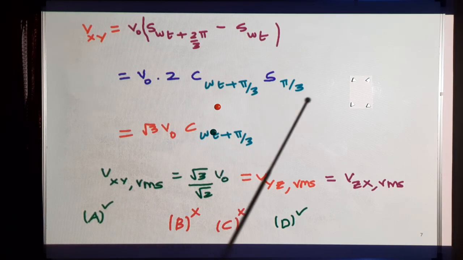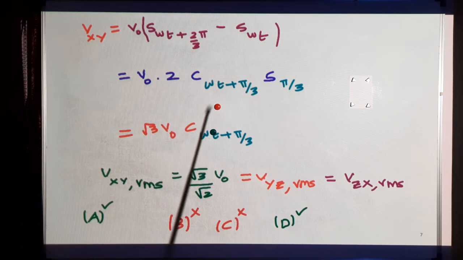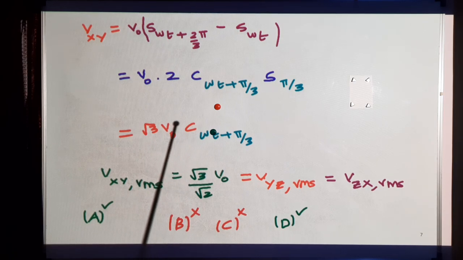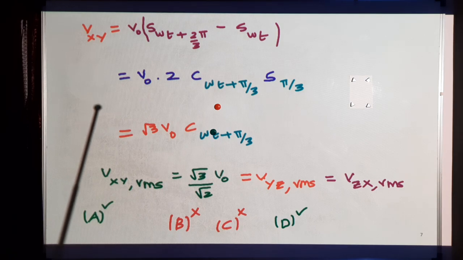So this is the sinusoidal variation, and sine 60 is root 3 by 2. So I'll get root 3 V naught, and this is the sinusoidal variation. So the RMS value of a sinusoidal variation is the amplitude, which is root 3 V naught, multiplied by a factor 1 by root 2. So this is the RMS value. So option A is true, B is false, and C is also false, and VXY, VYZ, and VZX are same. So option D is also true.